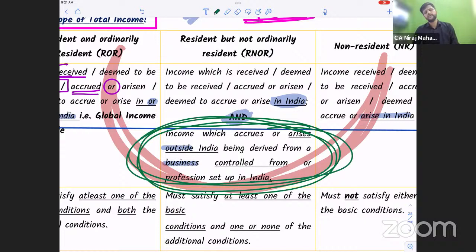This one. Check. Income which accrues or arises outside India, and obviously is also received outside India. Accrued outside, received outside, it is foreign income. But if the business or profession was controlled from India, that's why even that gets taxed, but only for RNOR. Okay, till here? Did you understand a little bit?